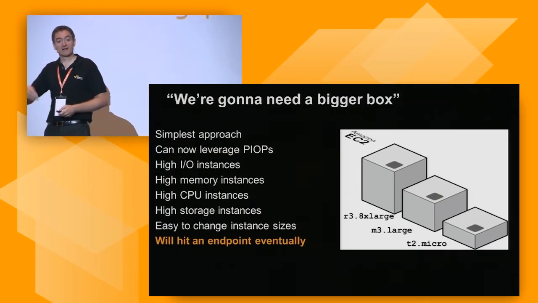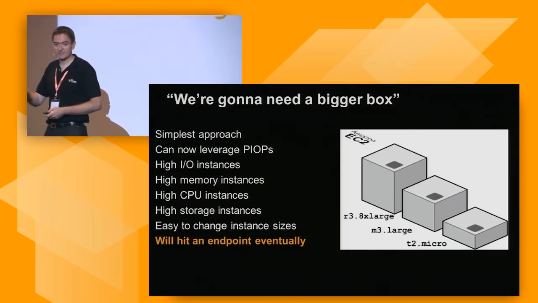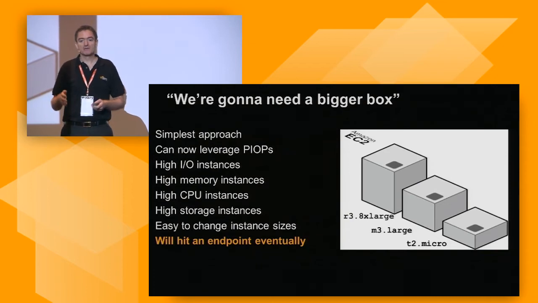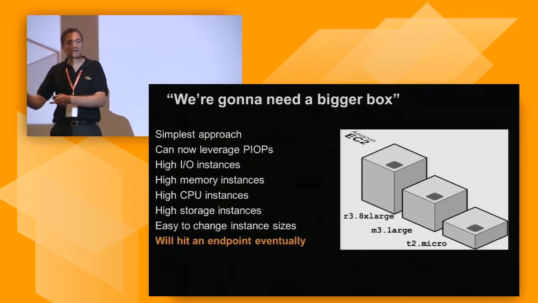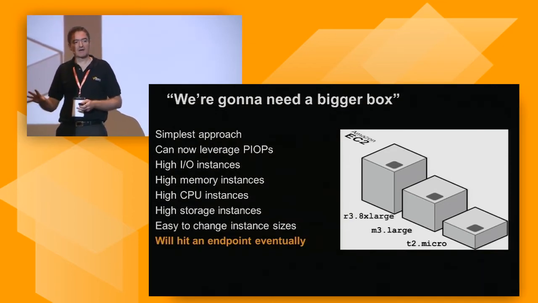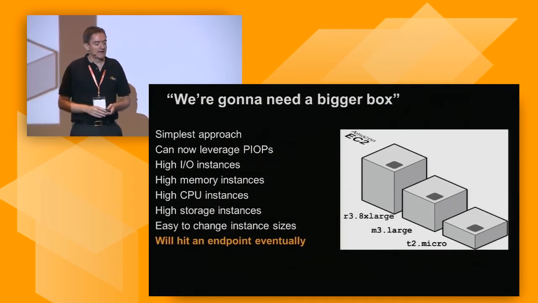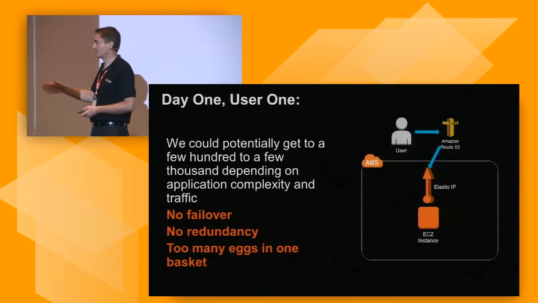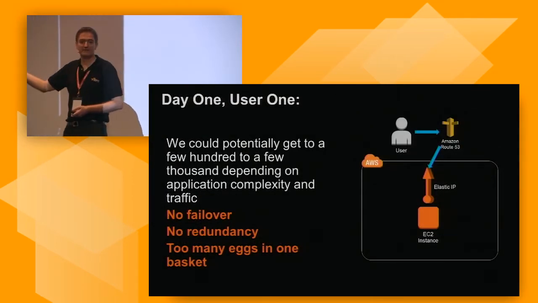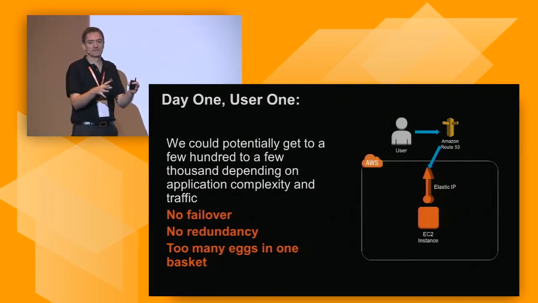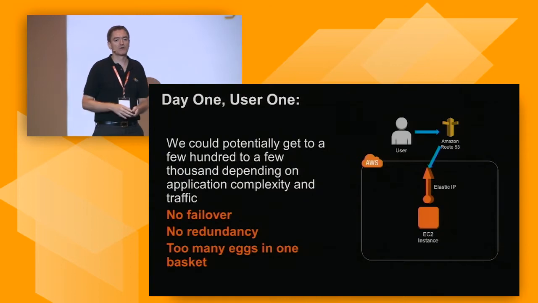So we are introducing X1 instances, which have been announced, and they're going to have up to, say, 2 terabytes of RAM. So you can see that we are continually improving and introducing new boxes, but you're still going to be at that limit. You're always going to need more. And of course, there are problems with this as well. No failover, no redundancy, and everything's in the one place. So if one thing goes wrong, it breaks the whole lot.